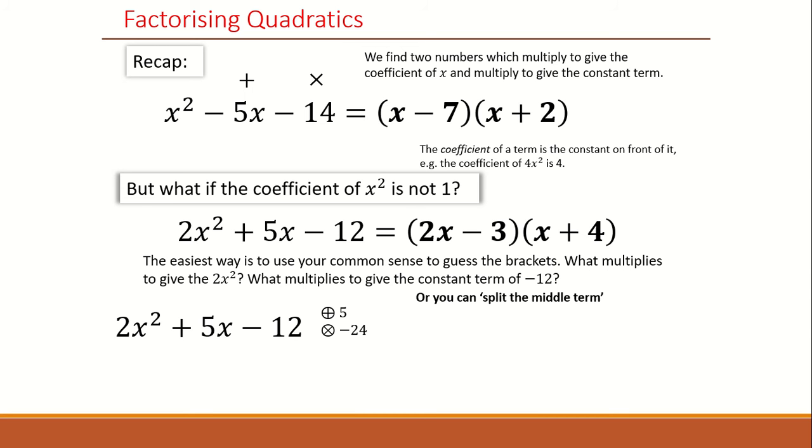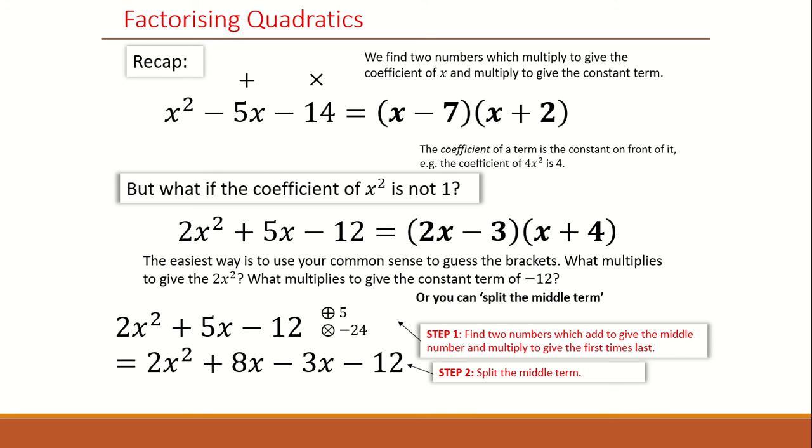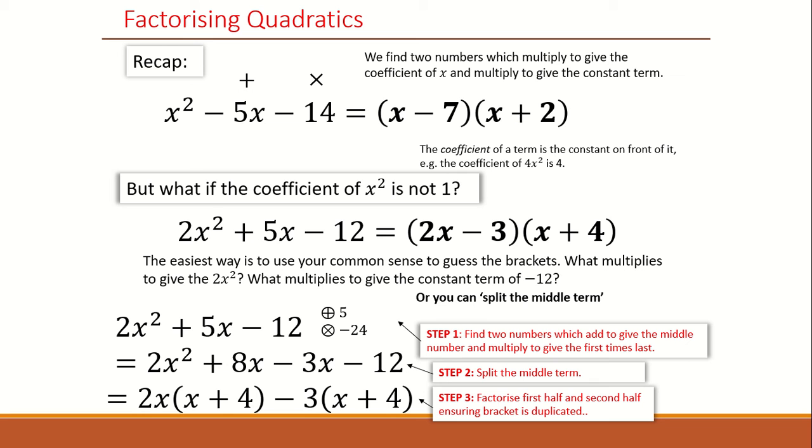Another way would be to split the brackets, or split the middle term. Firstly, you should find two numbers which add to give the middle term and multiply to give the last term. For example, in this question, the middle term is 5 and the last term is minus 24, so minus 3 times 8. Step 2, split the middle term using the two numbers, which are 8 and minus 3. Step 3, factorise the first half and second half, ensuring the bracket is duplicated. Step 4, factorise out the bracket. So in this case, you should have got 2x minus 3 and x plus 4.